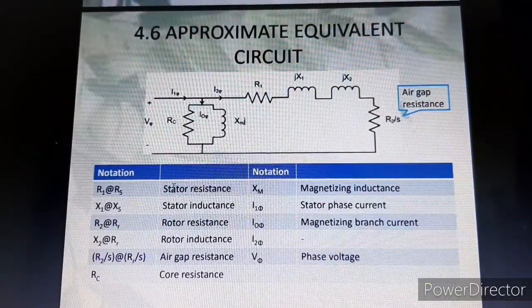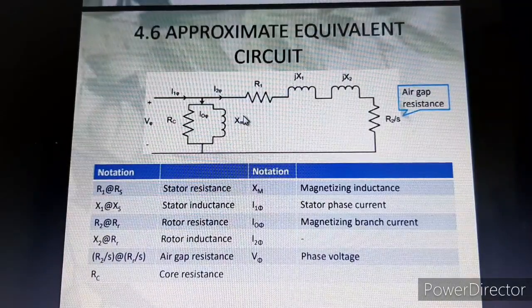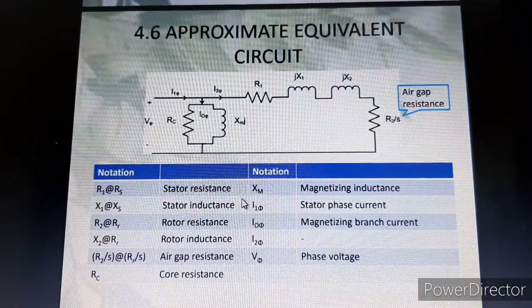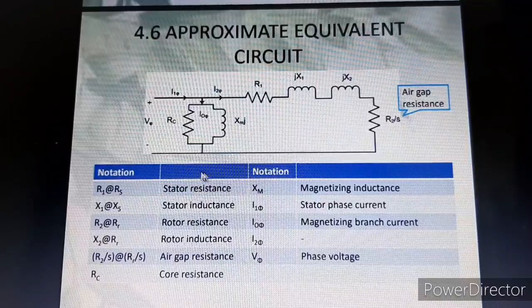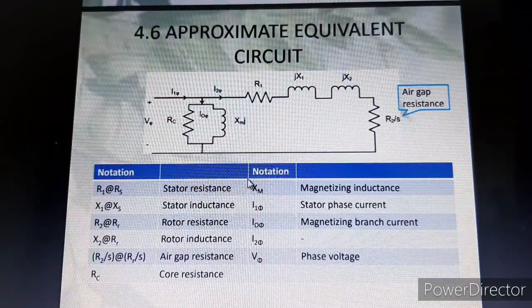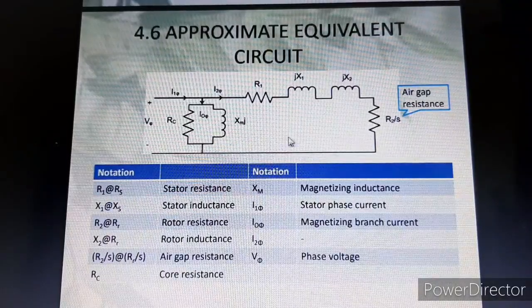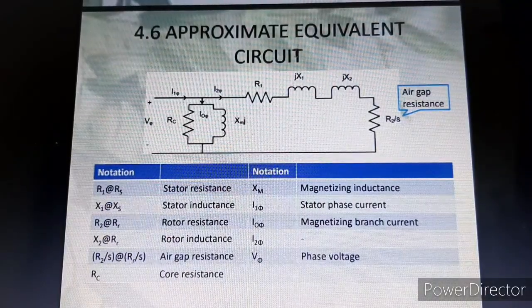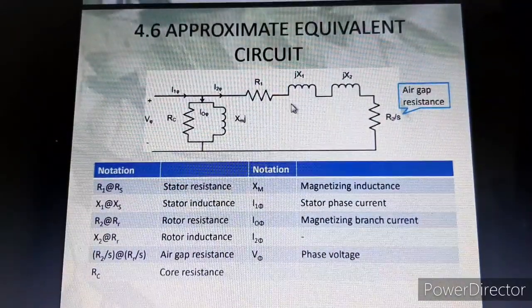First, we have R1 or RS, called the stator resistance, due to the heating of the winding on the stator. And then we have X1 or XS, the stator inductance, due to the self-inductance on the stator.